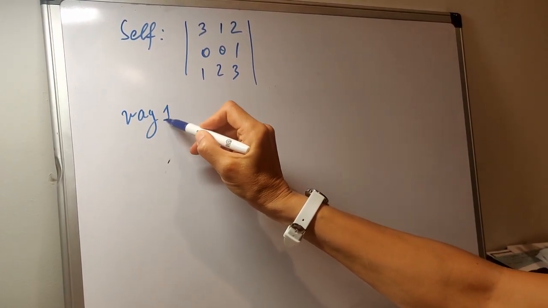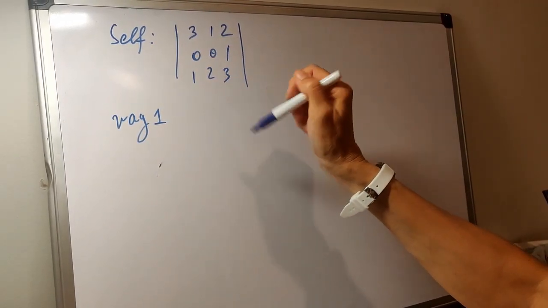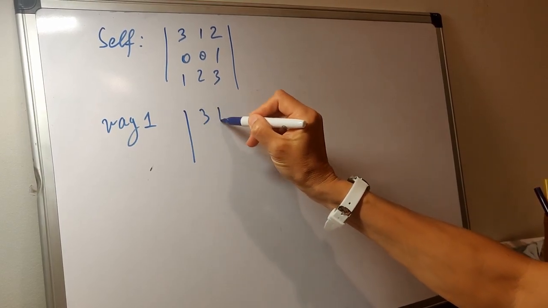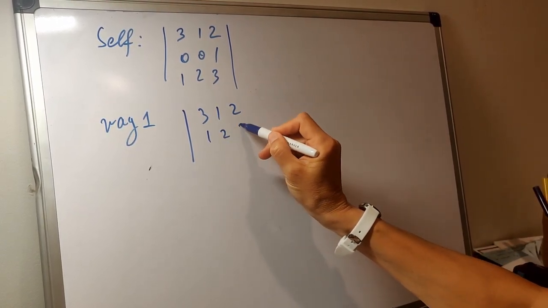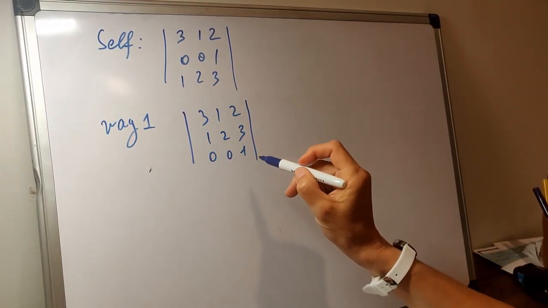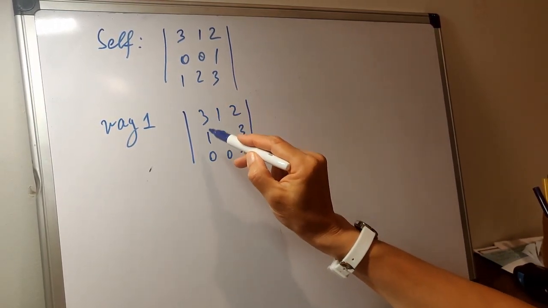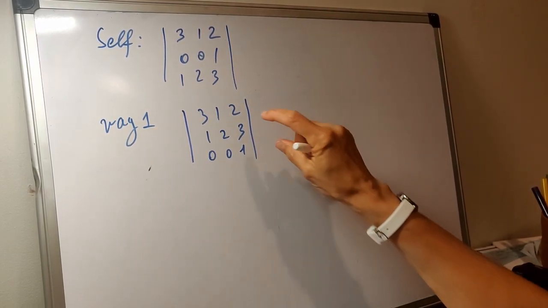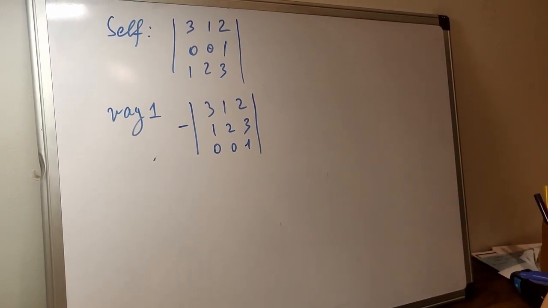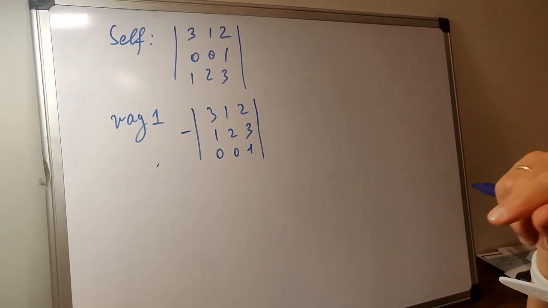Way number 1. What is going to be good over here, guys? I'm going to switch row number 2 and number 3, and write it down like 3, 1, 2, 1, 2, 3, 0, 0, 1. My goal is to make it a triangular matrix, right? Now it's closer to that than this way. What happens when I switch rows? I'm going to have a minus. One of the first rules about determinants is that when you switch rows, you put a minus in front.